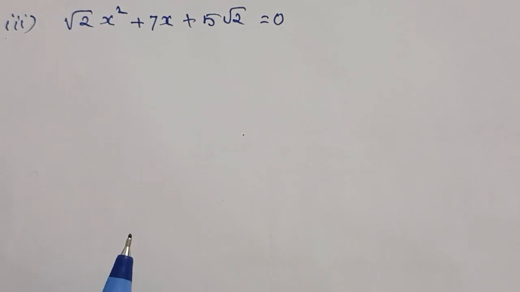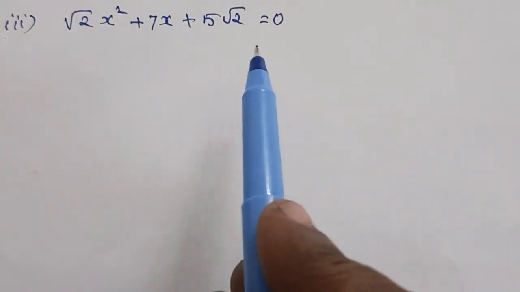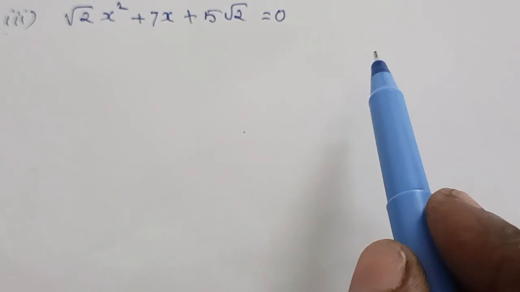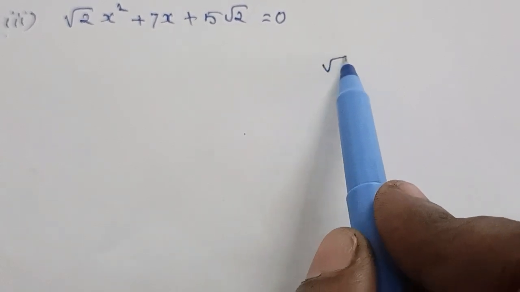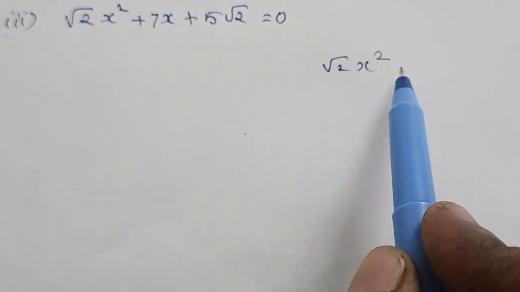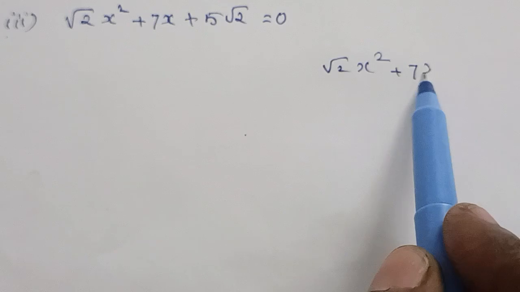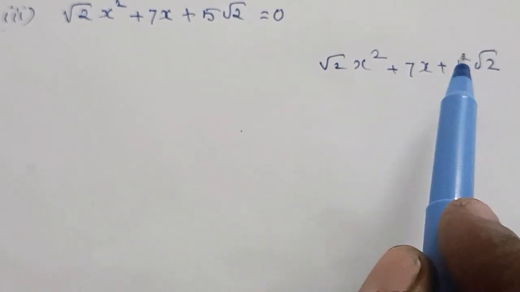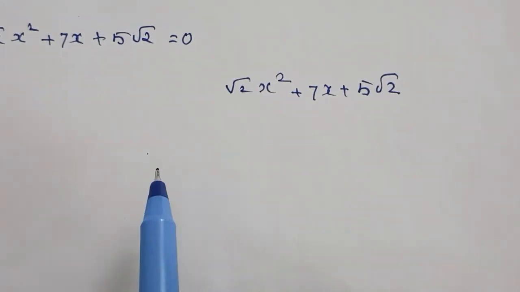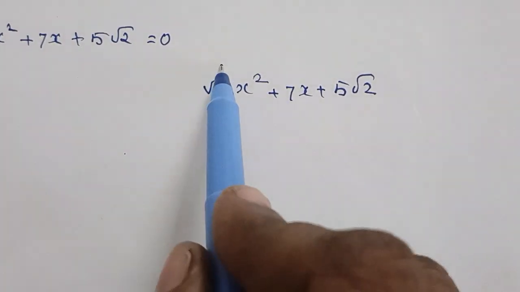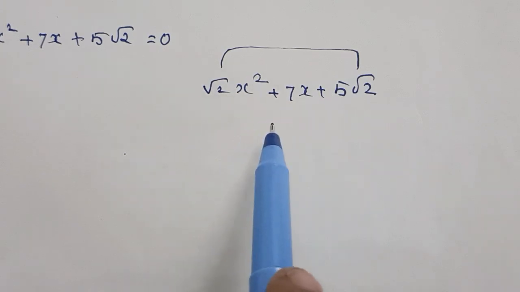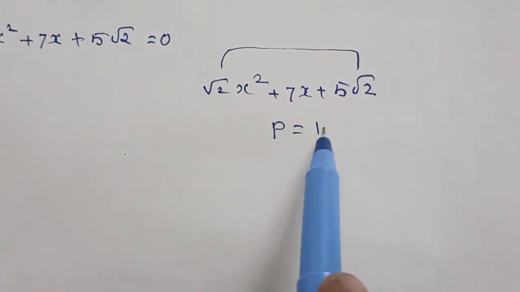Third one, root 2 x square plus 7x plus 5 root 2 equal to 0. Product equal to root 2 into 5 root 2. Root 2 into root 2 equal to 2. 2 into 5 equal to 10. Product of two numbers equal to 10.